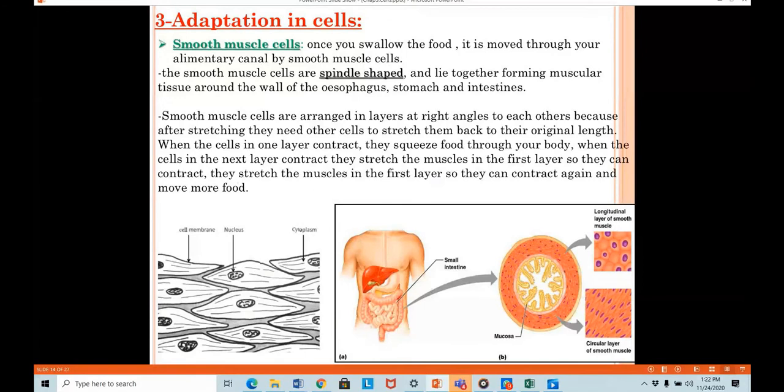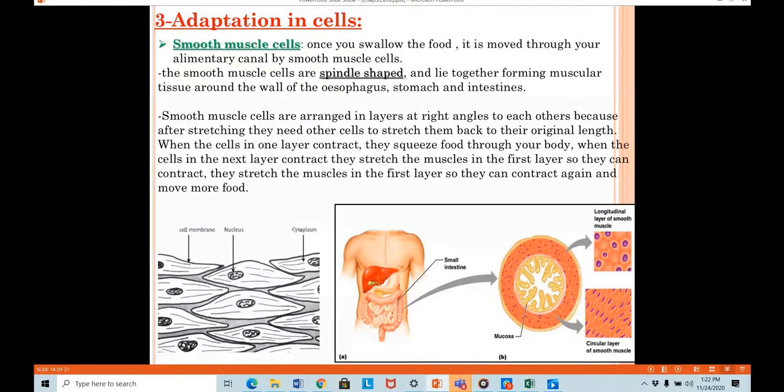Okay, and they are arranged in this fashion at right angles to each other because after stretching, they need other cells to stretch them back to their original length. Meaning they are a little elastic as well. Okay, because they are very smooth. And all these organs in our body help in contracting and relaxing. Okay, so we studied in our digestive system that our food passes through the esophagus and it is pushed down the esophagus and then it reaches the stomach, and from there it reaches the intestine.